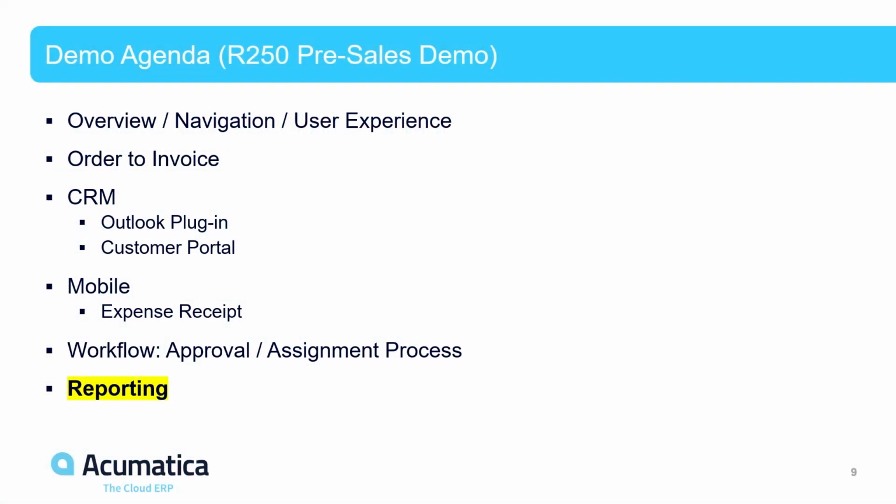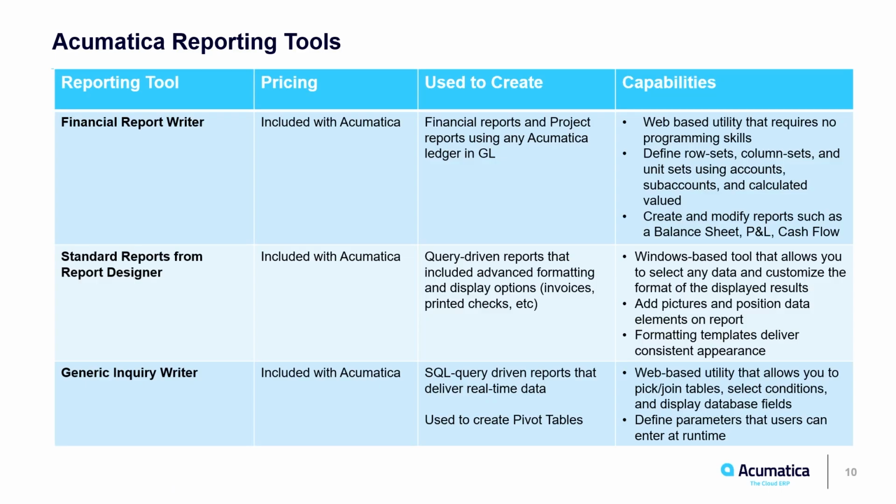Our final topic in today's demo is going to be reporting. Acumatica offers three different types of reporting tools, which are all included within Acumatica. The first is our financial report writer, which is used to create financial and project reports using any ledger in the GL.